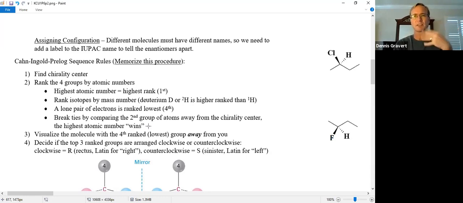You've got a chirality center with 4 different groups. You get them ranked 1st, 2nd, 3rd, and 4th place. Once you do that, now we have to think 3-dimensionally. One's going to be a left hand, one's going to be a right hand. And the way Cahn-Ingold-Prelog decided to do it is: take your molecule, bend it, twist it, rotate it, whatever you need to do, so that you look at the molecule such that the fourth rank group is away from you.